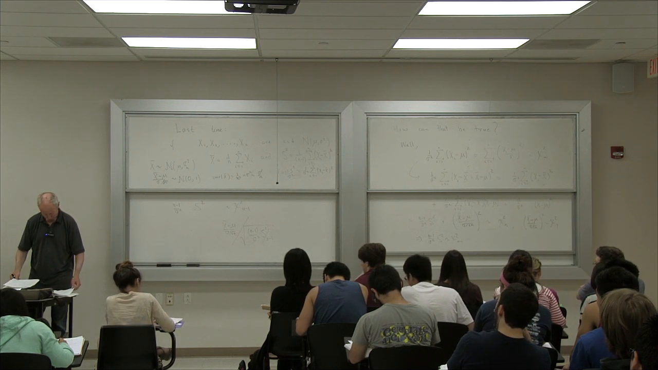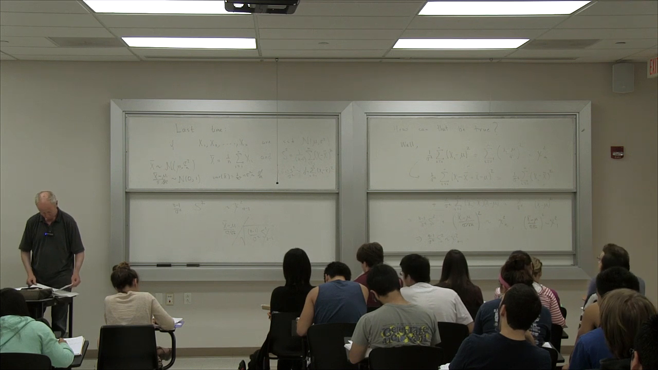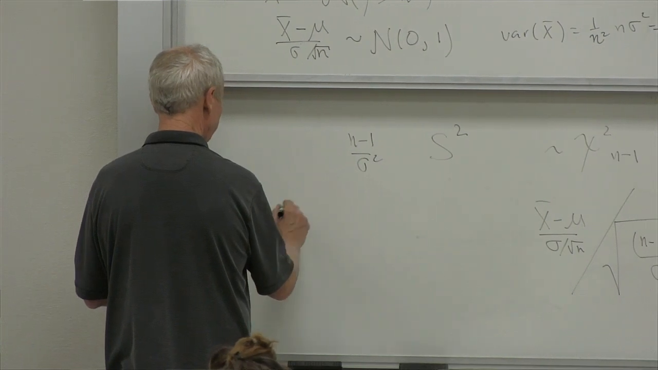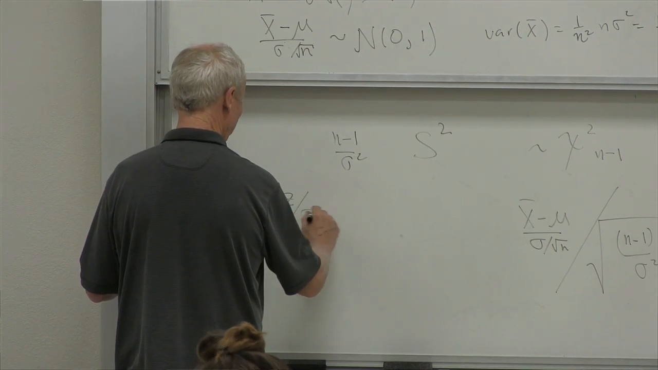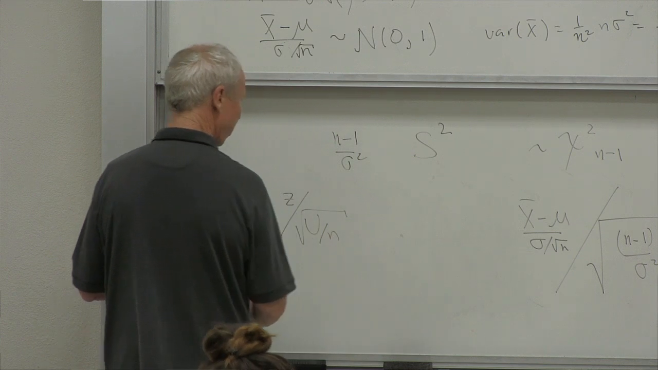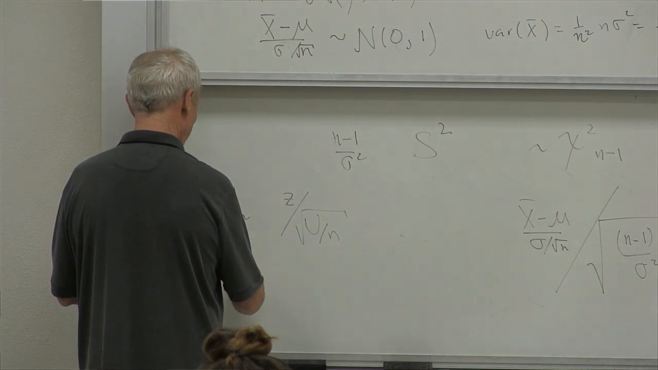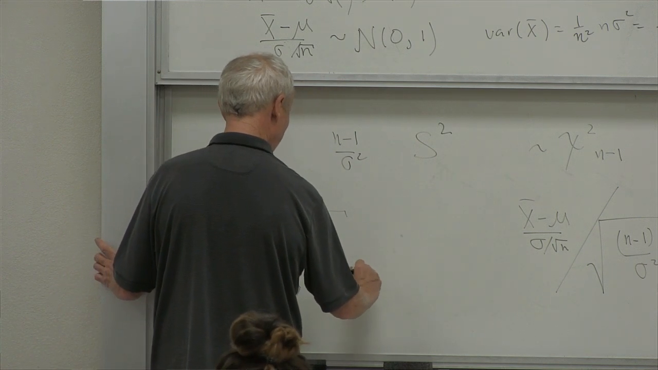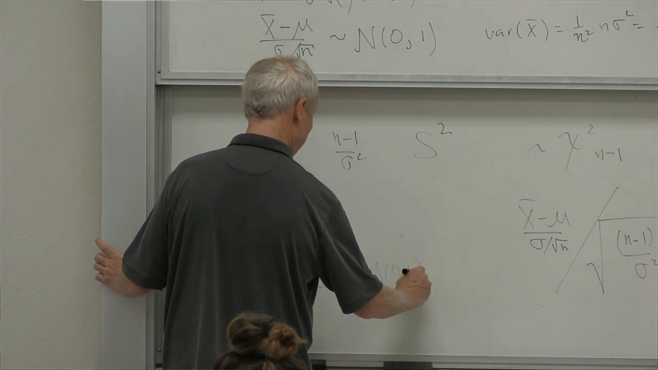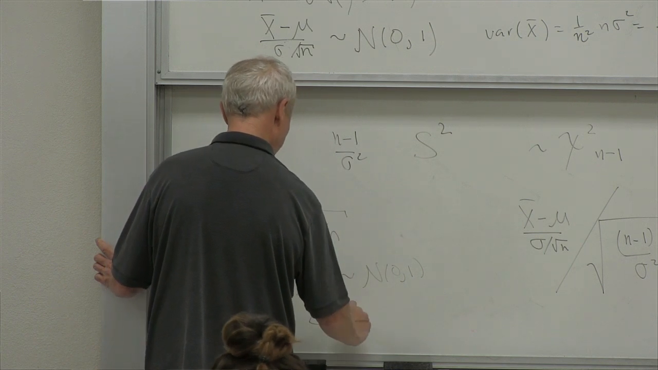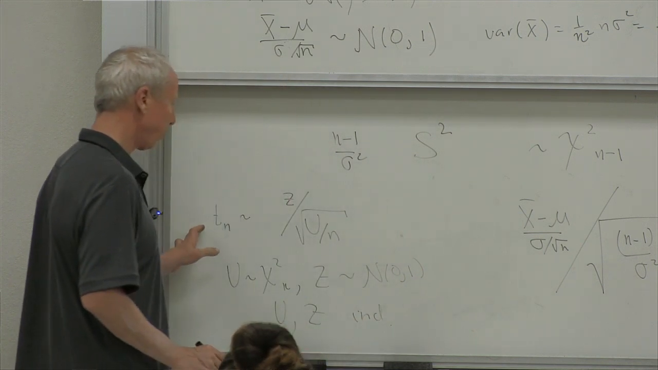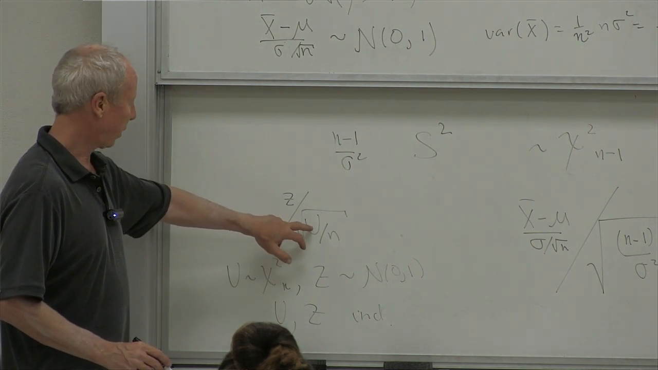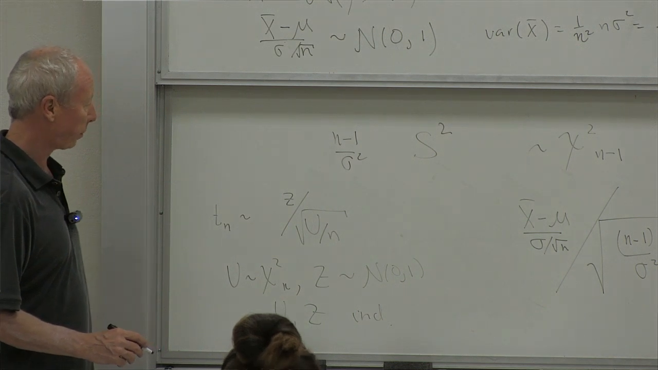In other words, I want to say what is a t. Remember, a t with n degrees of freedom is a normal z divided by the square root of u over n, where u is chi squared with n degrees of freedom, z is normal with mean 0 and variance 1, and u and z are independent. That's what a t distribution is: a normal divided by the square root of a chi squared divided by its number of degrees of freedom.